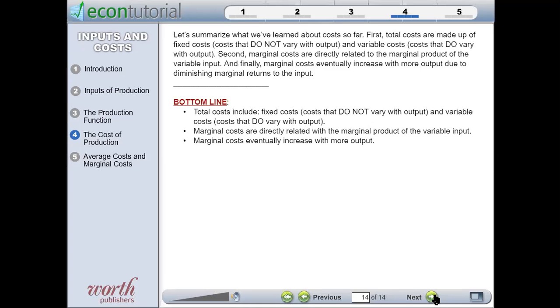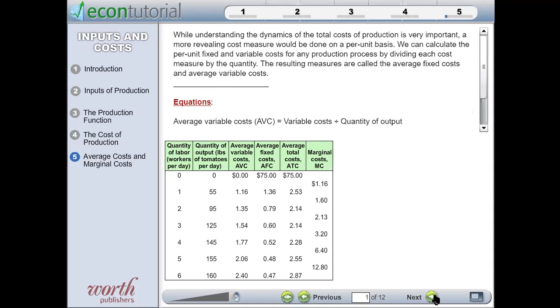Marginal costs are directly related with the marginal product of the input variable. Okay, marginal cost eventually increases with more input. It has an increasing format. Now, there is also a law for this, which is increasing opportunity cost. Okay, so we have input that gets increased, and with that, the overall cost and the marginal cost increases.